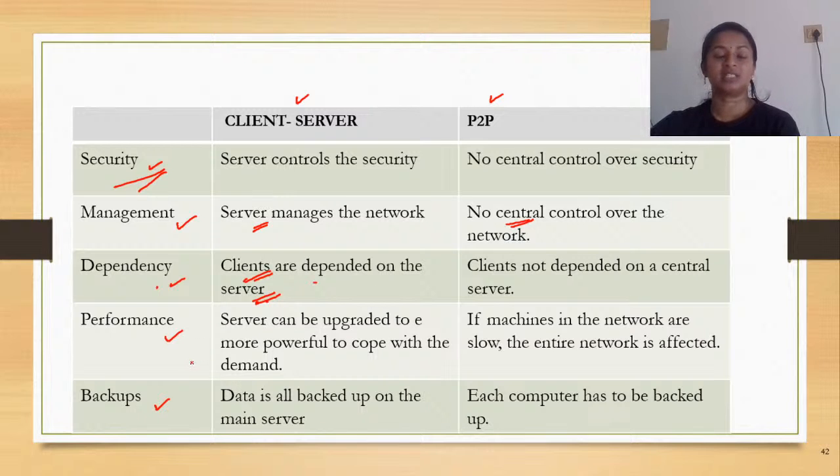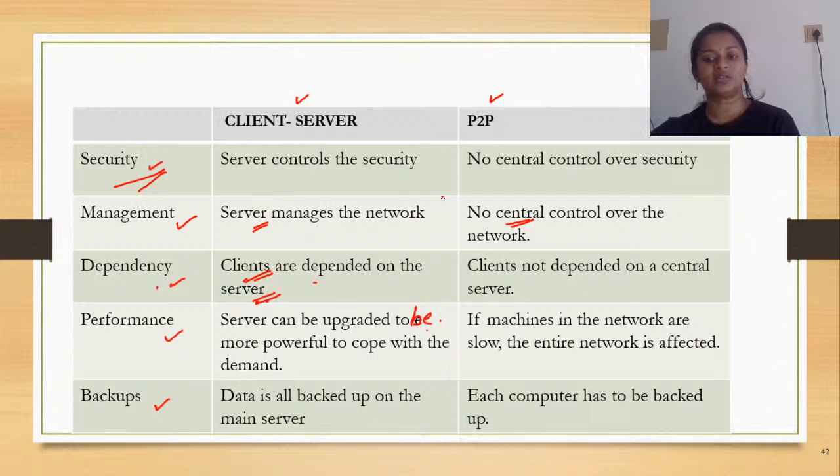So next we're going to see about the performance. Now how does each of the architectures perform? When you're talking about a client-server architecture, the server can be upgraded to be made more powerful to cope with the demand. So if you want to increase the performance of the client-server architecture, what you really need to take care of is upgrading your server machine. Upgrading the server machine would naturally bring an increase in the performance level in the client-server architecture.